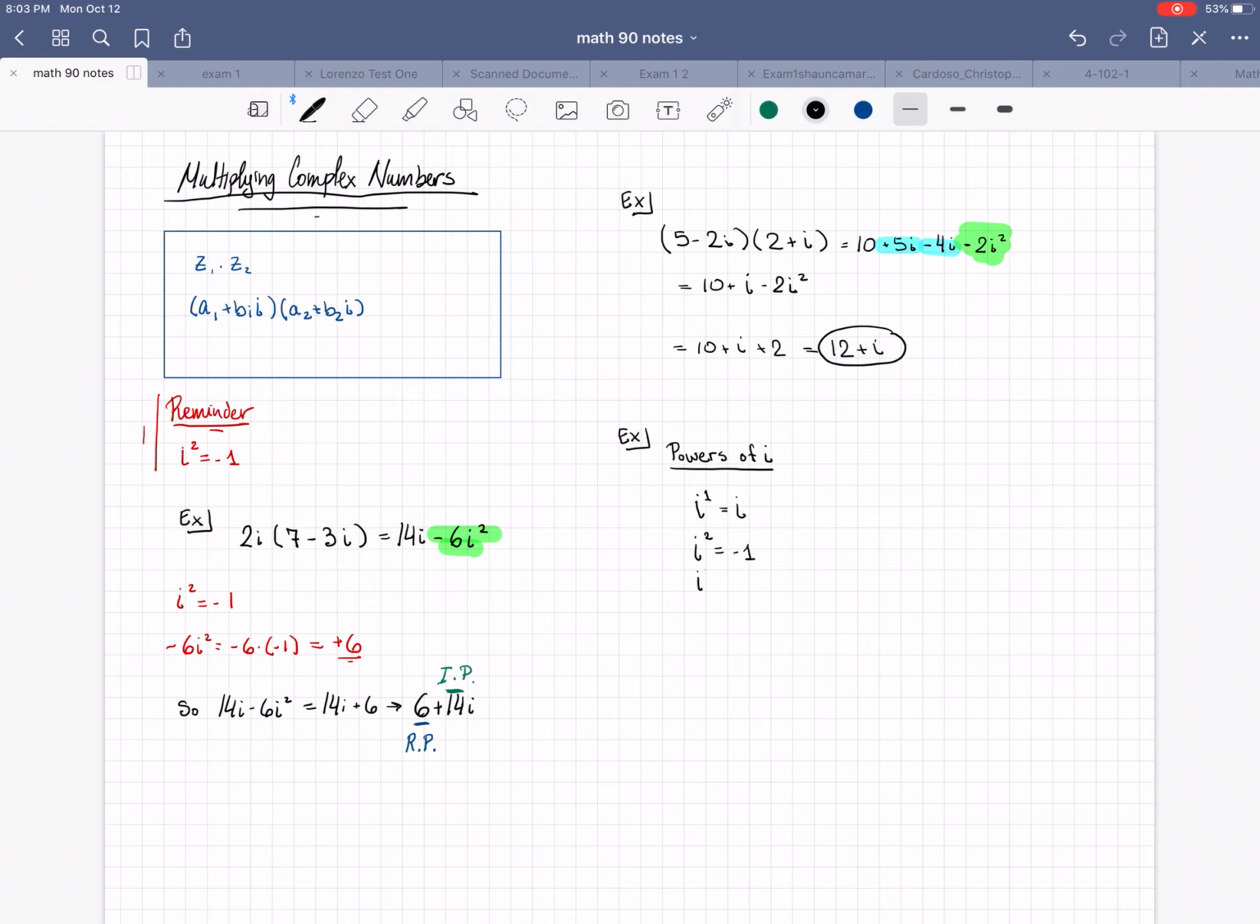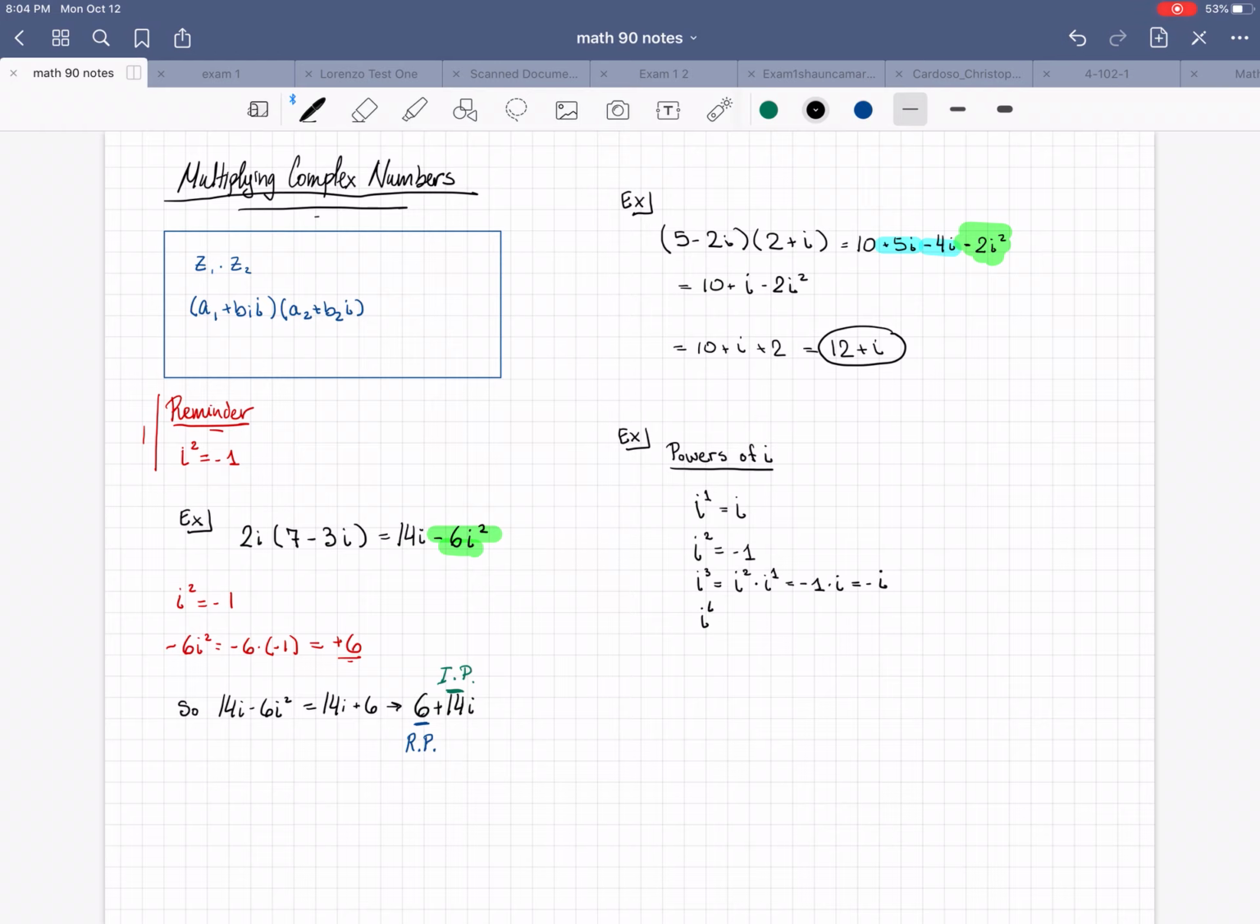So now let's think about i cubed. Well, as it turns out, we know what i cubed is in terms of i squared and i. i cubed is just i to the second power times i to the first power, which is -1 times i, and that's just negative i.